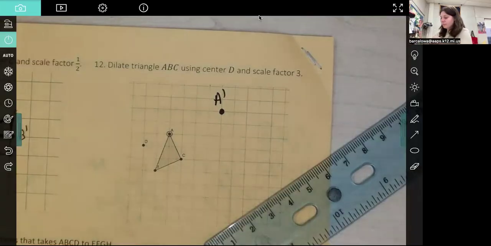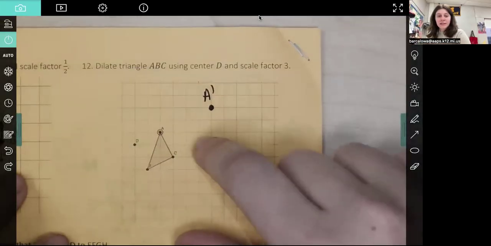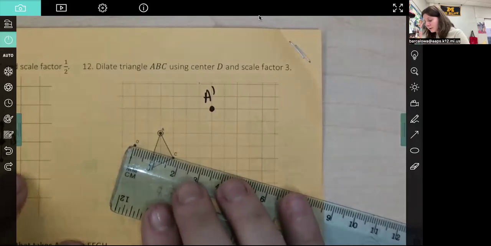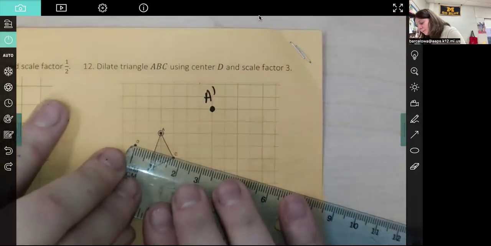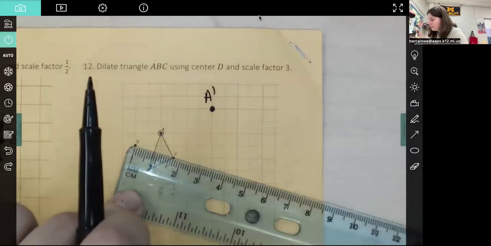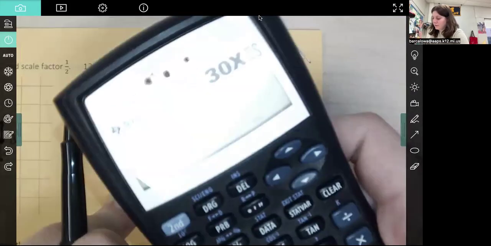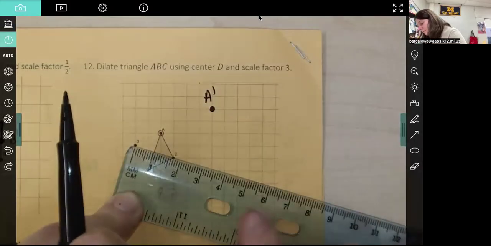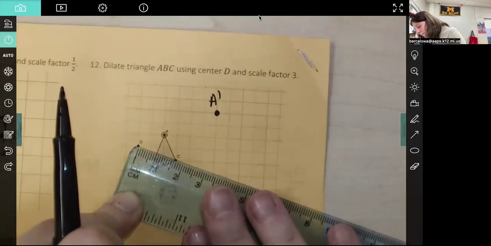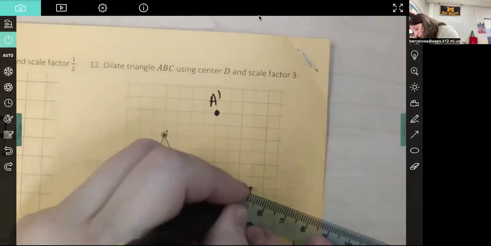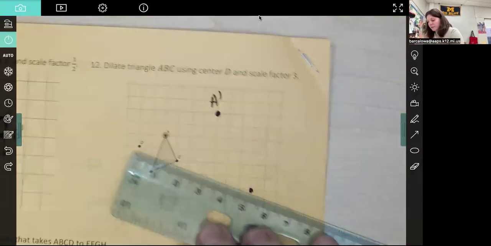I am not measuring these side lengths. I'm measuring the distance from the center. Center is always 0 on your ruler. So from D to C, it looks like 1.7. So 1.7 times 3 for my scale factor is 5.1. I'll go over here. 5.1 looks like it put me right here. That's my C prime.